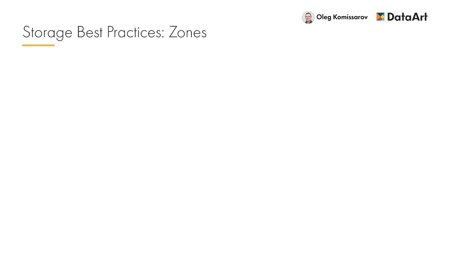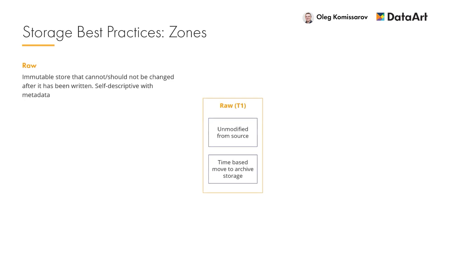Storage is a crucial component because you can apply different tools on top of your data lake. You can change compute tools for data move, for data analytics, but storage is usually less flexible. And considering data volumes, it is very important to organize it correctly. Usually data lakes have three zones. First is the raw zone. In this zone, you store data in its original format: JSON, XML, CSV.